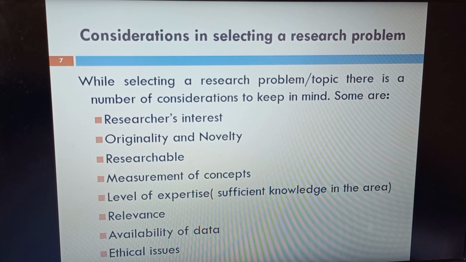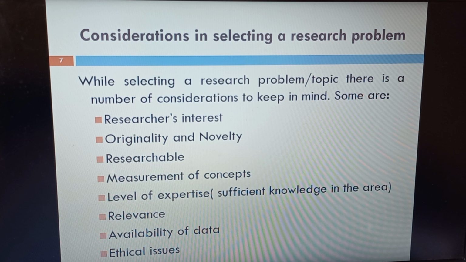While selecting a research problem or topic, there are a number of considerations that you should keep in mind, and some include the researcher's interest. Your interest should be to the maximum level in the topic or problem definition that you are choosing. Originality and novelty of the problem, researchable issue, measurement of concepts, how you are going to measure the concept.